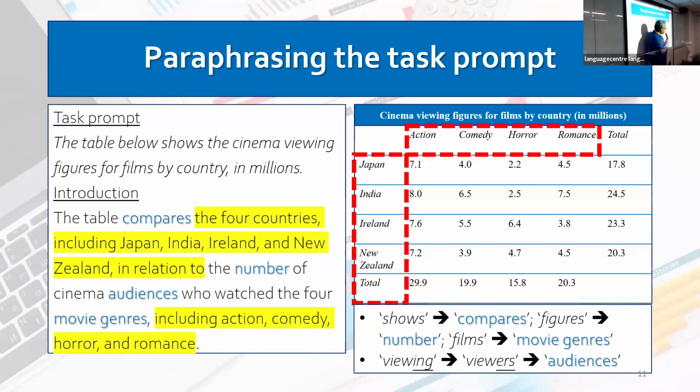I also look at the row here. I know that this table is a comparison of four types of movie genres. So I incorporated these two pieces of information in my introduction. And the words highlighted in yellow show you how I incorporated the two pieces of information from the table in my introduction in order for me to produce a more specific introduction. And this is actually what the IELTS examiners are looking for.